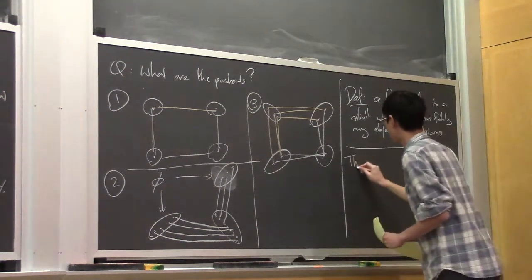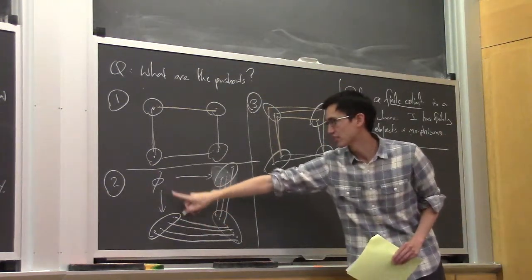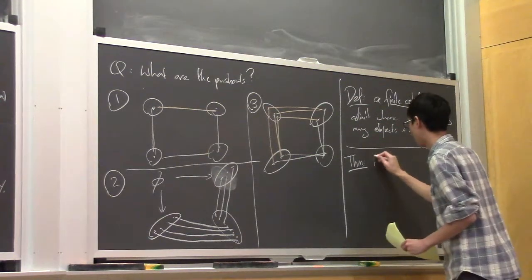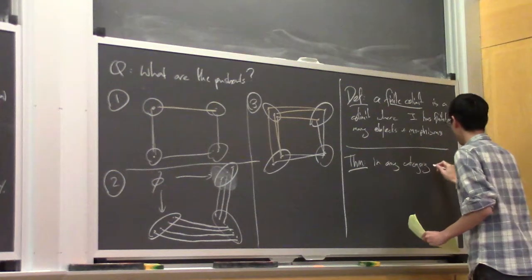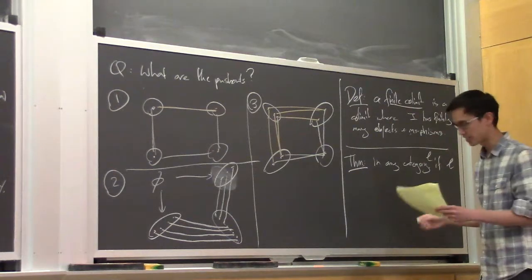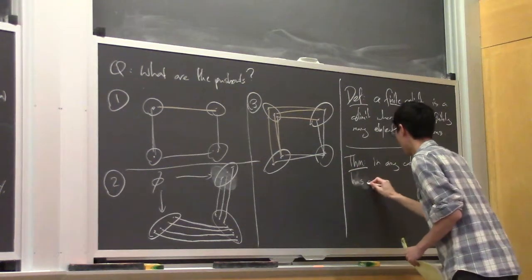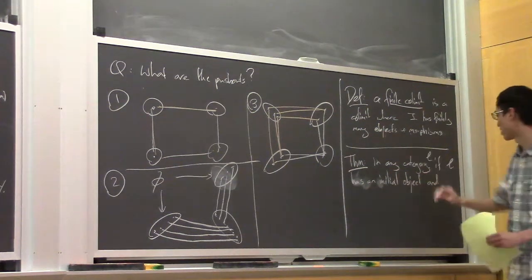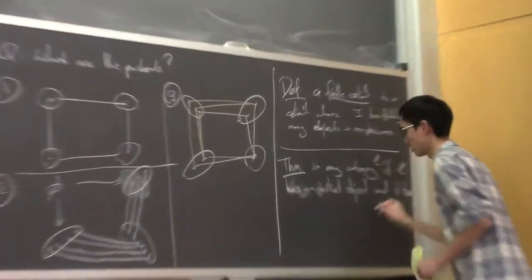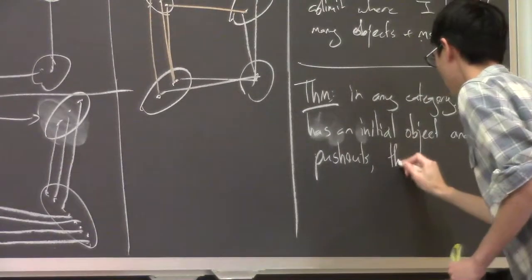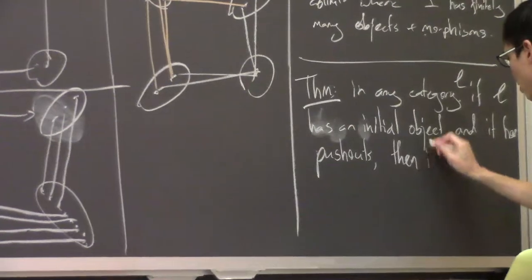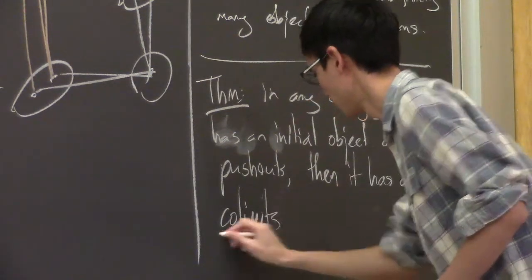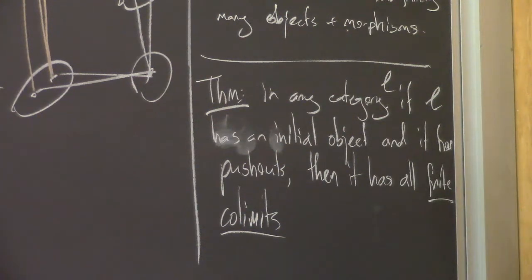So there's a nice theorem. We've already seen that the pushout of 2 things over the initial object, which is here the empty set, is just given by the coproduct. But in fact, in any category, let's call it C, if C has an initial object and always has pushouts, then it has all finite colimits, not just the coproducts as well. So that's a nice fact to know.